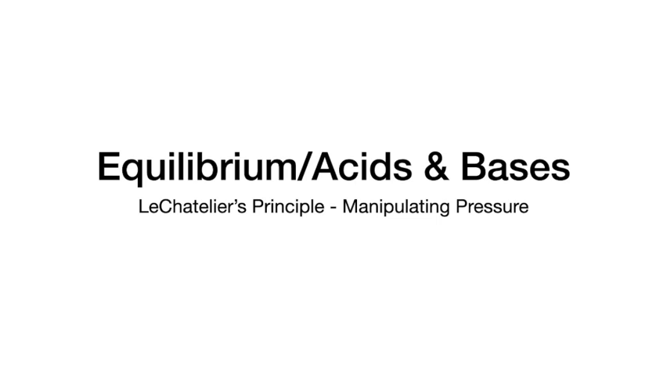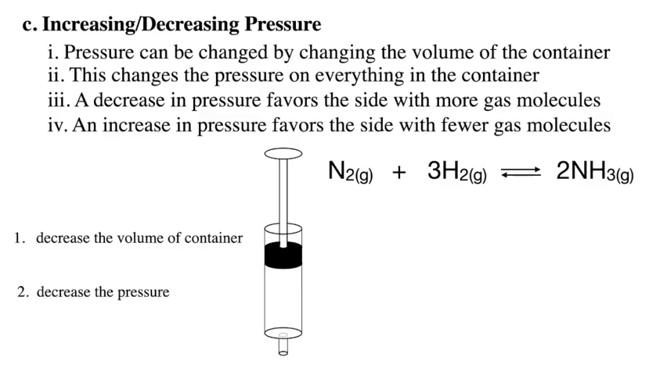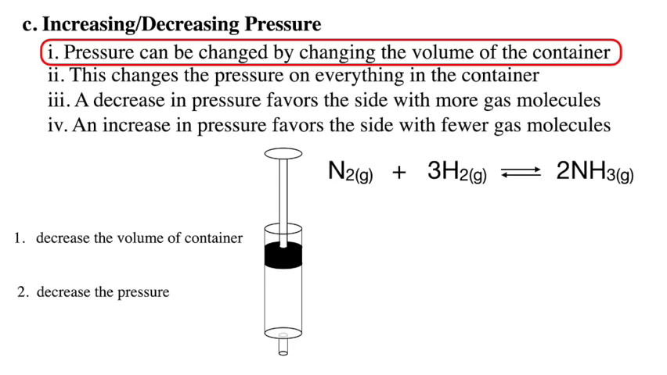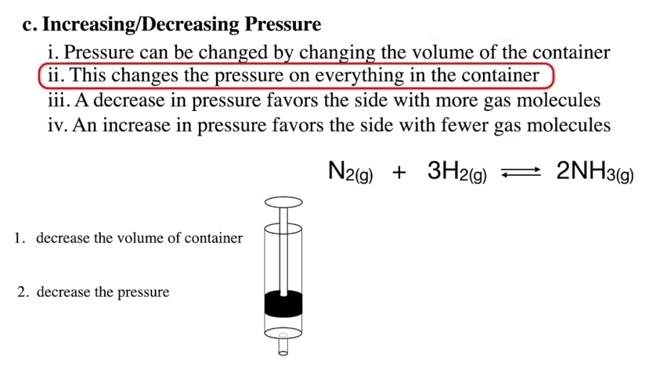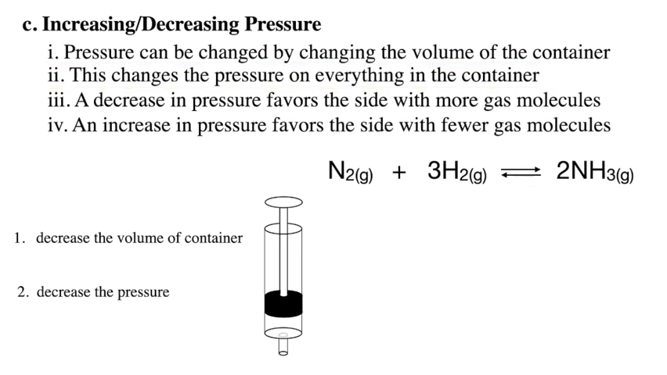Welcome back, ladies and gentlemen, to LeChatelier's principle. This is about manipulating the pressure of this equilibrium system. So let's say we have this ammonia reaction, and pressure can be changed by changing the volume of a container like that. This changes the pressure on every entity in the container, so the nitrogen, the hydrogen, and the ammonia.